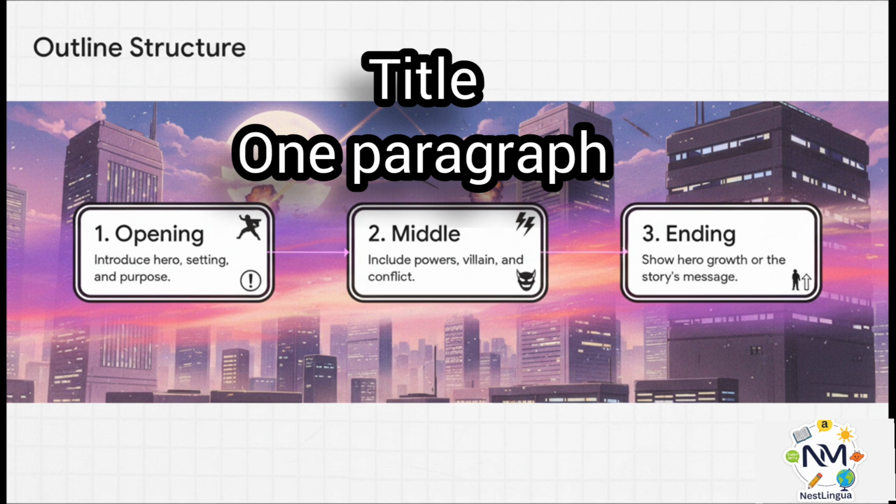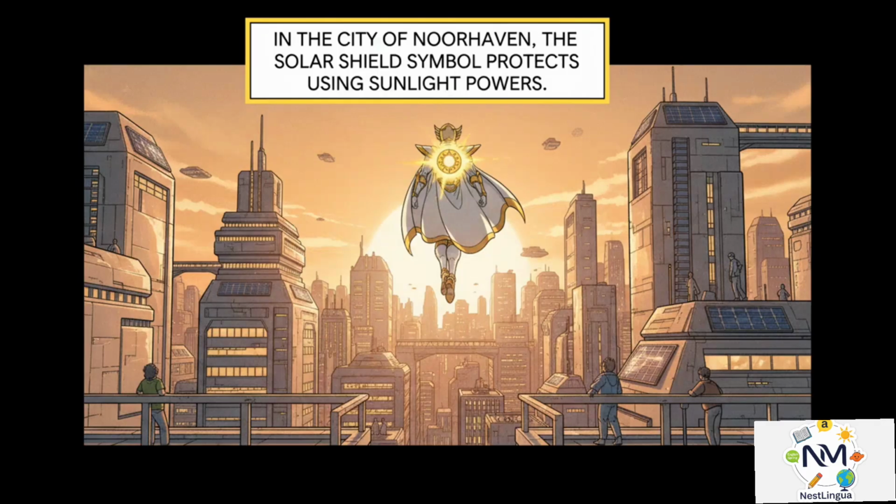Step 1 is the opening sentence, where you introduce your hero and the setting. Step 2 is the middle section. That's where you bring in the powers, the goal, the villain, and the big conflict. And step 3 is the ending sentence, which shows what your hero learns or the big message of the story. Easy, right? Let's walk through an example together.